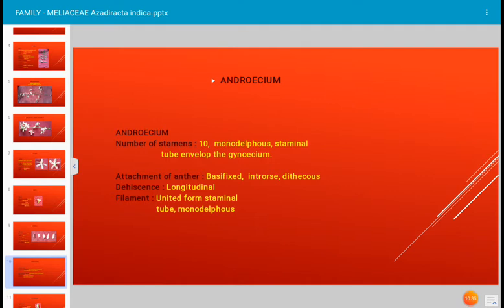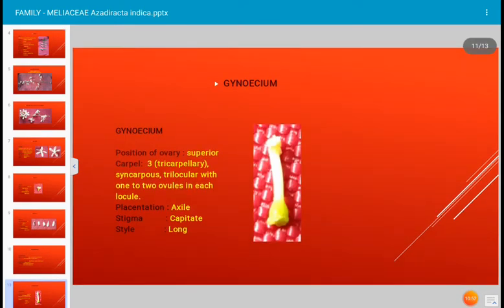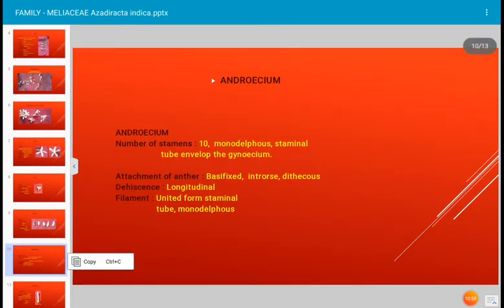And dithecous, two-celled. Di means two-celled. Dehiscence, breaking of anther lobe, takes place after maturity of pollen grains and a vertical slit occurs naturally. Hence the dehiscence is described as longitudinal dehiscence, which occurs in anther of Azadirachta indica, family Meliaceae. Filaments: the filaments unite to form a staminal tube. Already I had discussed here, and monodelphous condition is there.